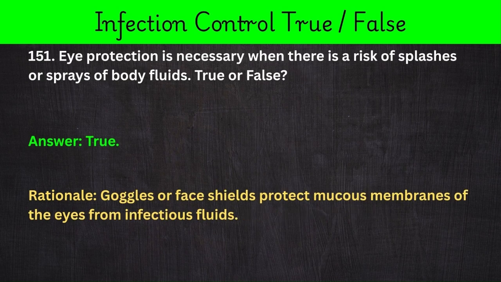151. Eye protection is necessary when there is a risk of splashes or sprays of body fluids. True or false? Answer: true. Rationale: goggles or face shields protect mucous membranes of the eyes from infectious fluids.